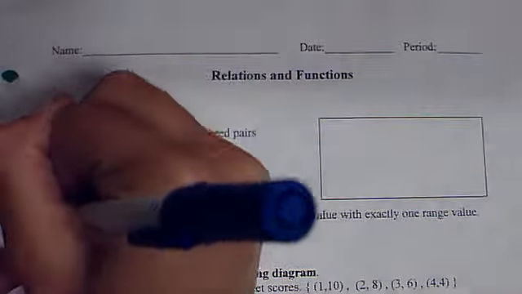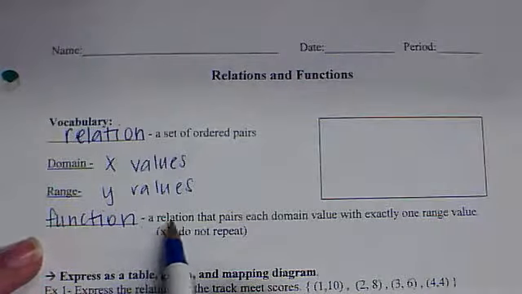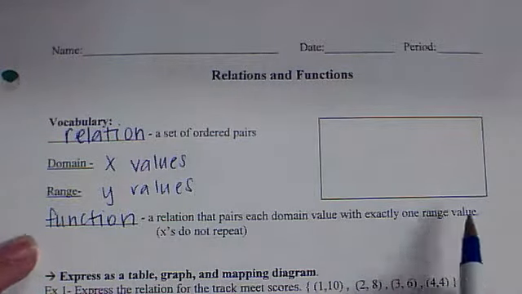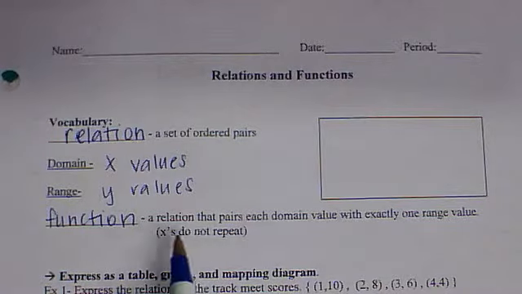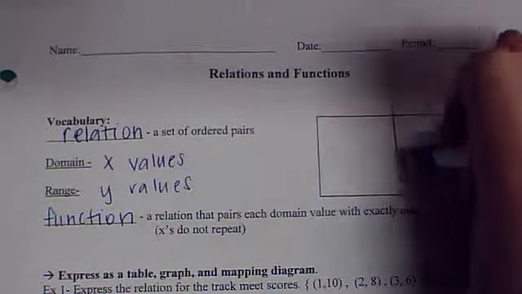The last word is function. And a function is a relation that pairs each domain value with exactly one range value. So they match up. X's do not repeat. That's very important. We'll talk a little bit more about that tomorrow.